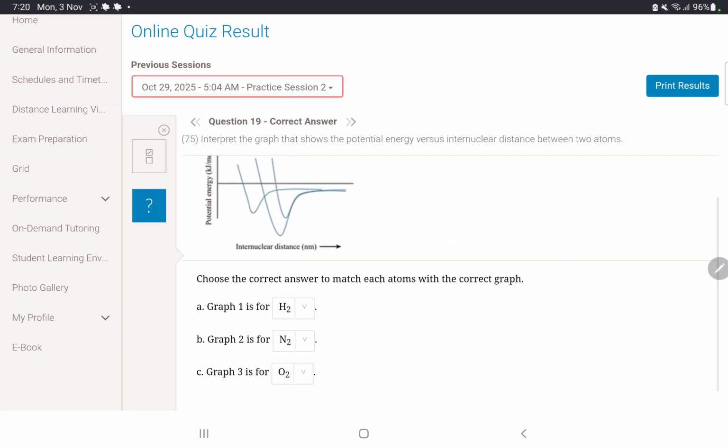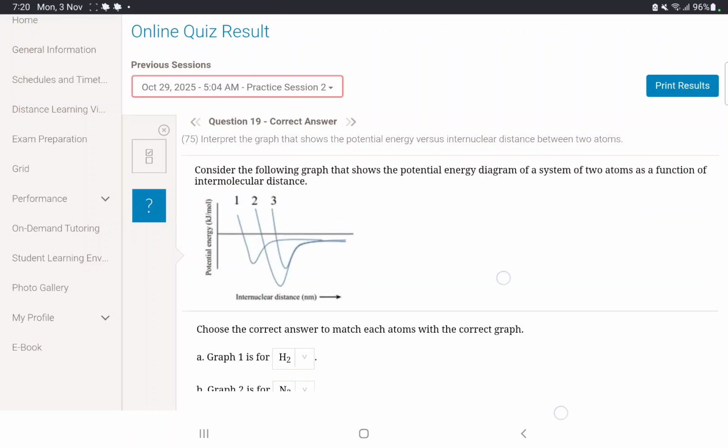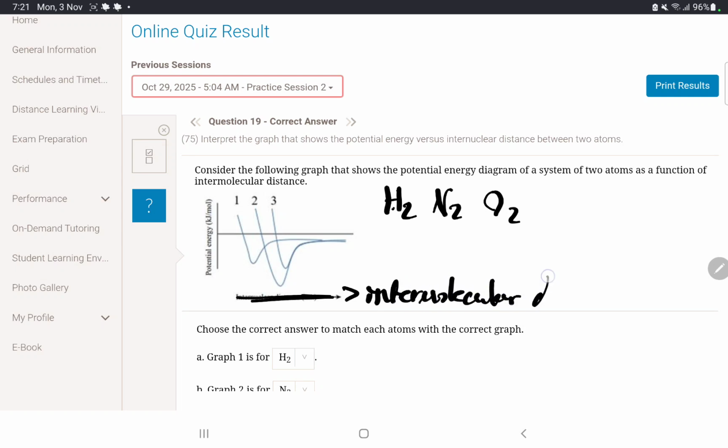Number 19. Okay, so for this one, it's a little bit confusing. It's not that bad. So they're asking us to compare between H2, N2, and O2. So we have H2, N2, O2. This is the intermolecular distance, and as you go to the right, it increases. And here is the potential energy, so the amount of energy in the bonds. H has a single bond, which means it's supposed to be the longest, right?